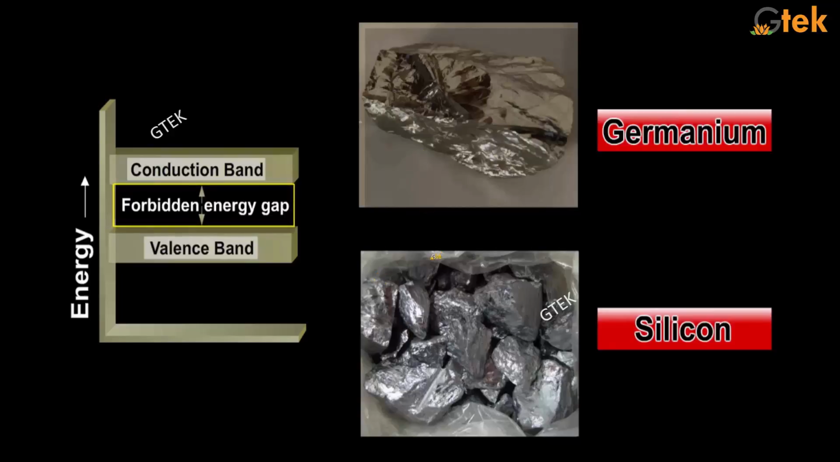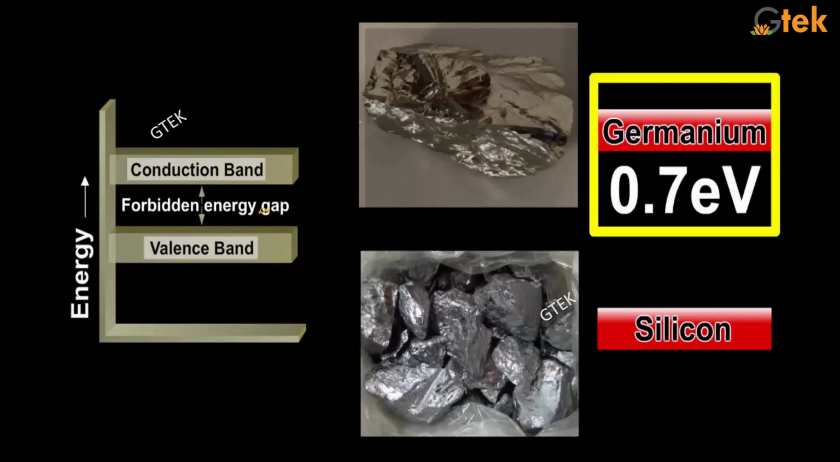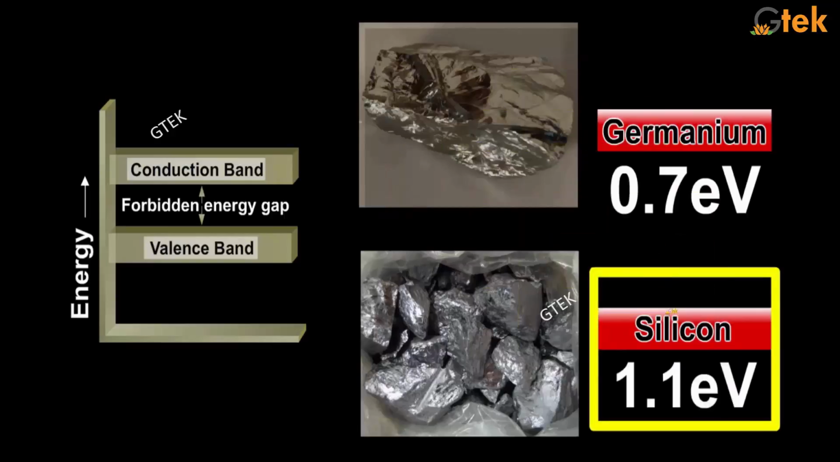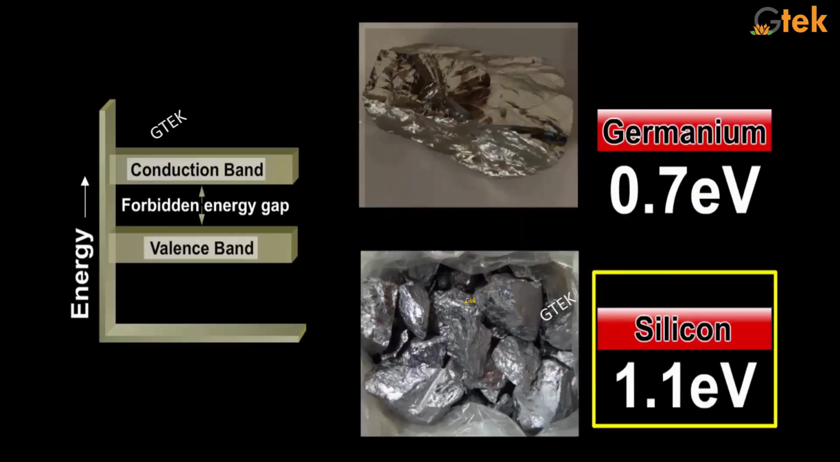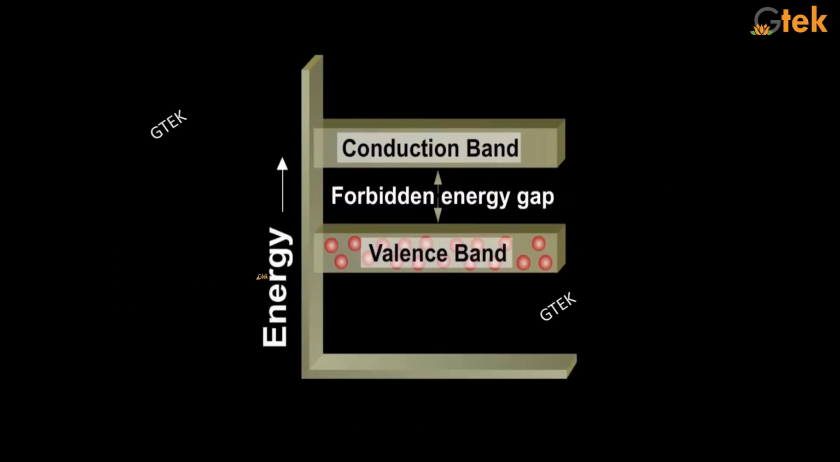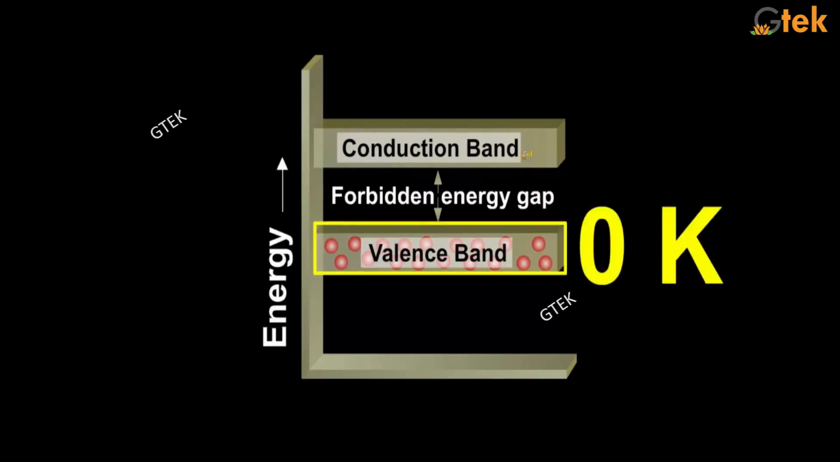For these, the forbidden energy gap is really small. It's approximately 0.7 electron volt for germanium, and in case of silicon it's 1.1 electron volt, which is really small. Once the energy is increased through electrical energy, magnetic energy, or heat energy, the valence electrons in the valence band are moved to the conduction band.